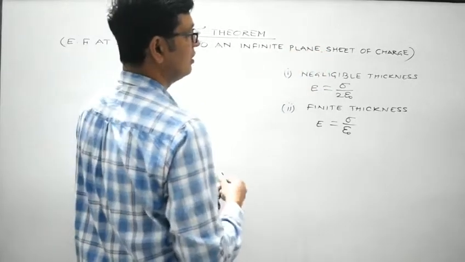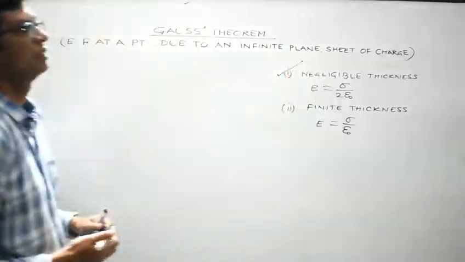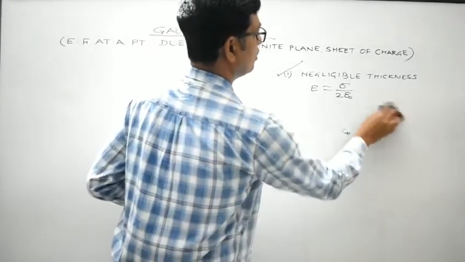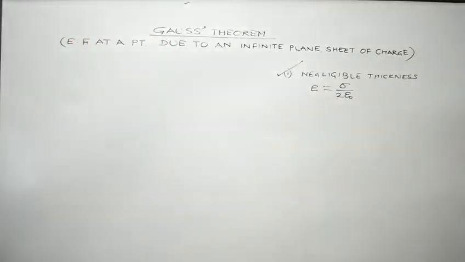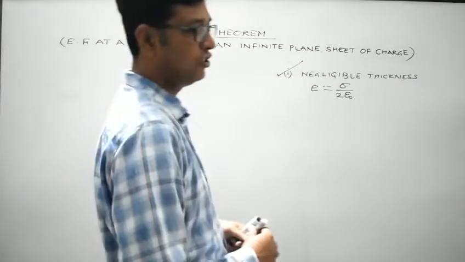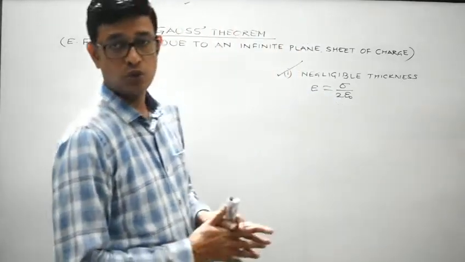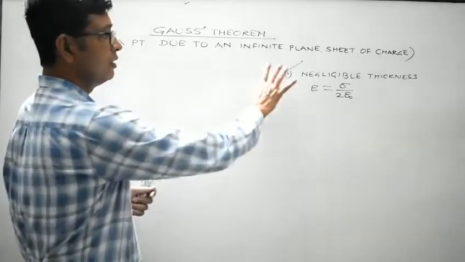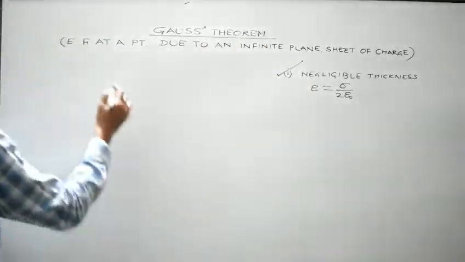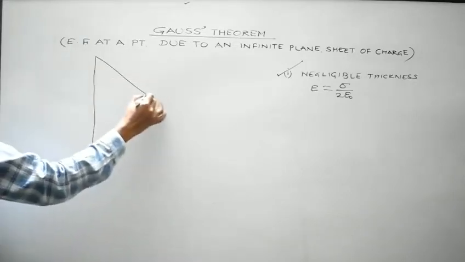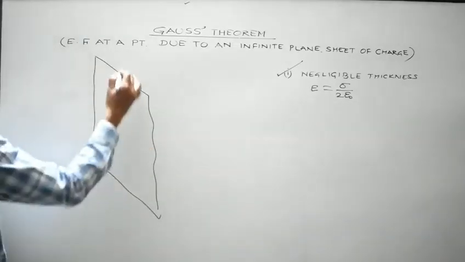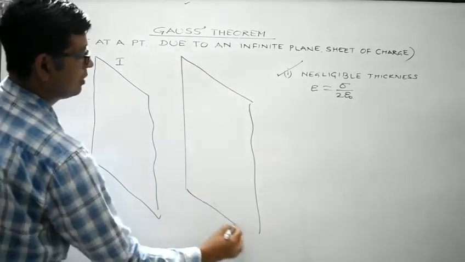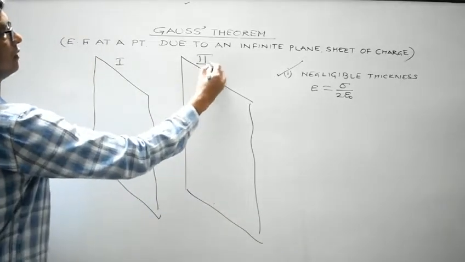So let's consider this case of negligible thickness. The electric field is sigma by twice epsilon. Okay. So our aim is to determine the electric field in a region due to 2 infinite plane sheets of charge which are placed parallel and both are of negligible thickness, like this. This is the first sheet and this is the second sheet. Both are of negligible thickness, right?